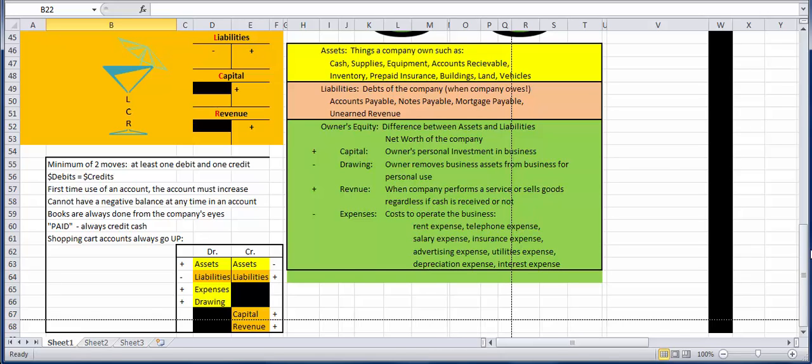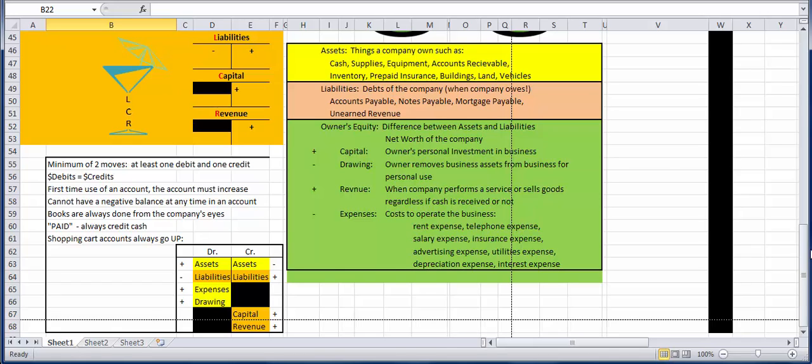Whenever you see the word paid, remember to always credit cash. So if you see the word paid, instantly half your job is done. I have my credit, I have to credit cash. All I've got to do is figure out what to debit. And typically it's, well, what did you pay? And that should easily be your debit. So remember, your shopping cart accounts always go up.